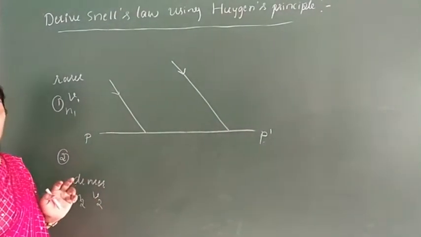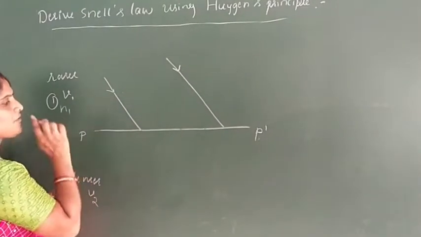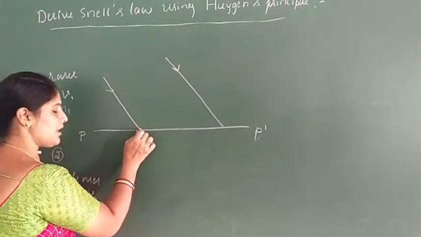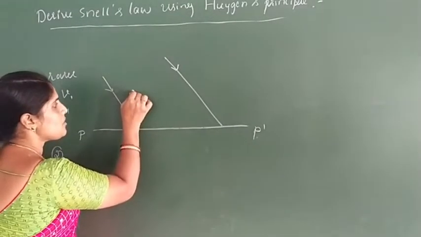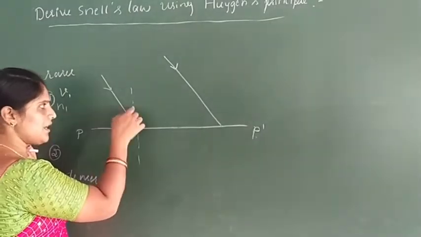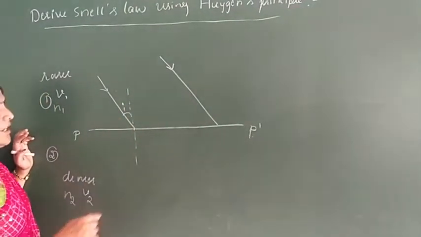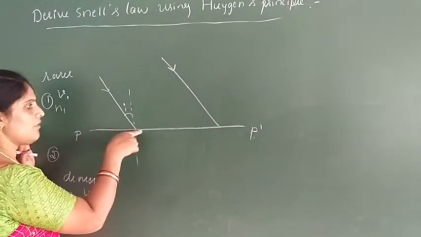When a parallel beam of light is incident at the interface, what happens? It first reaches the interface. Suppose we draw a normal here. This is the angle between the incident ray and the normal. What is that angle? That is the angle of incidence i. When the ray reaches the interface, what happens?